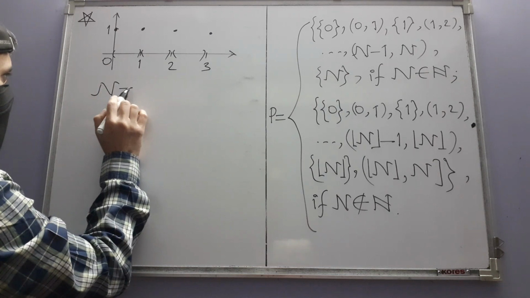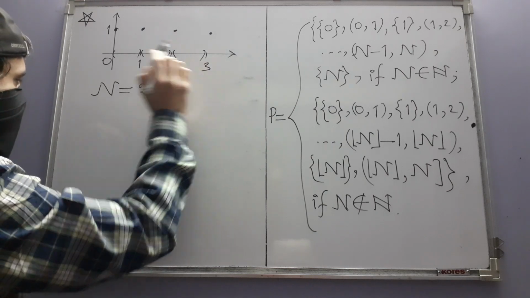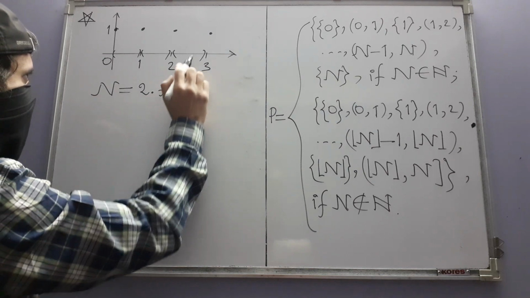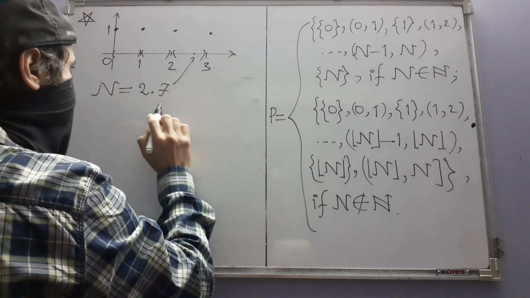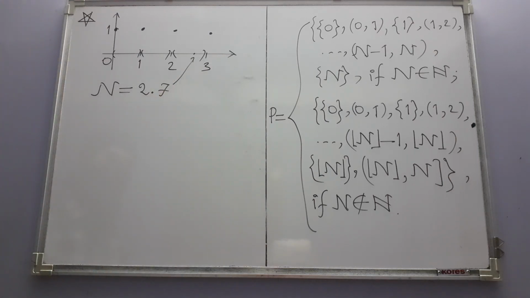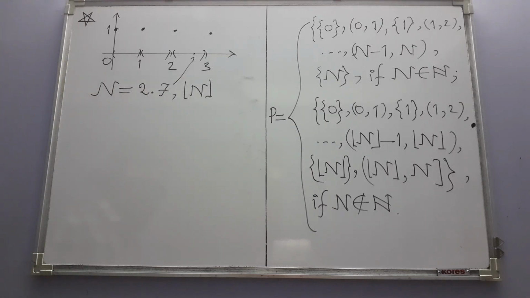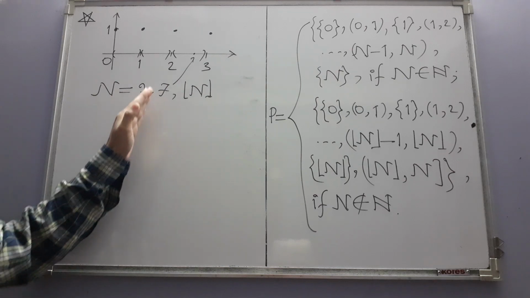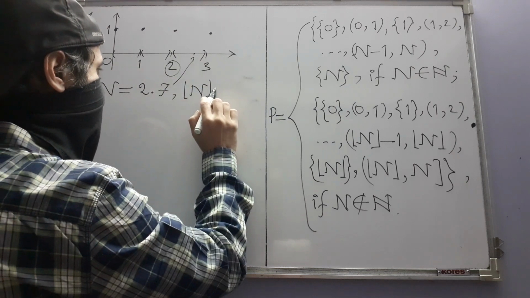Suppose I take n equal to 2.5. Not necessary you have to take the middle of any interval, say 2.7. So it lies here somewhere. Okay. So this is where you have your n. Then what is your floor value of n? Floor value of n is the greatest integer less than or equal to n, or geometrically speaking, it's the nearest integer to n that lies to the left of n, and that is 2, this one. So that is your floor n.